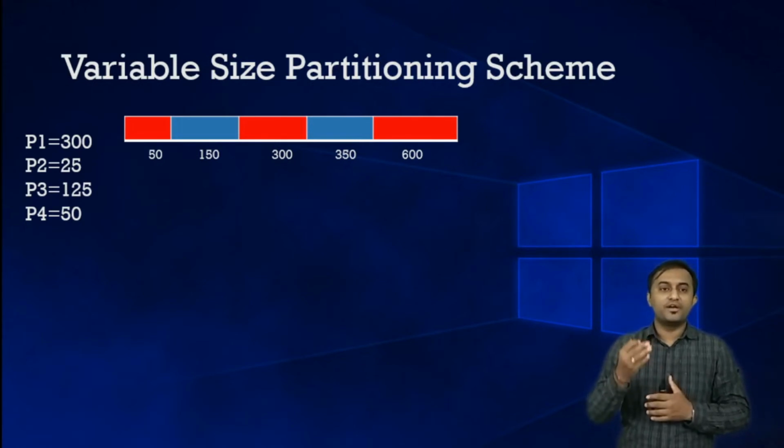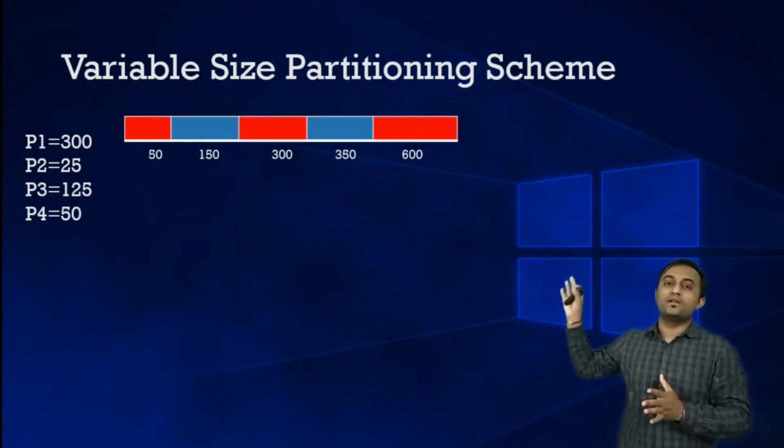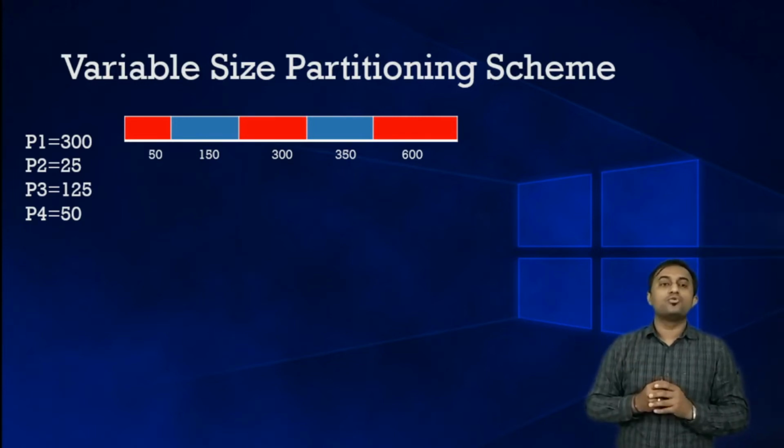So these requests of 300, 25, 125 and 50 respectively need to be accommodated into the available blocks of memory in this particular figure. These are the different processes which arrived in a particular order, in which P1 came first and P4 came most recently.